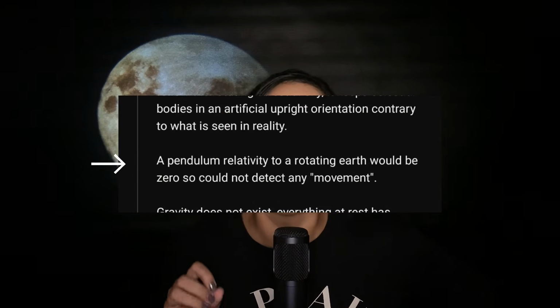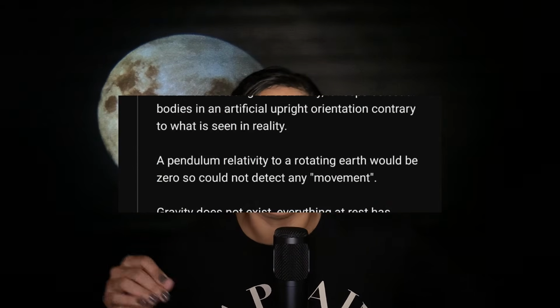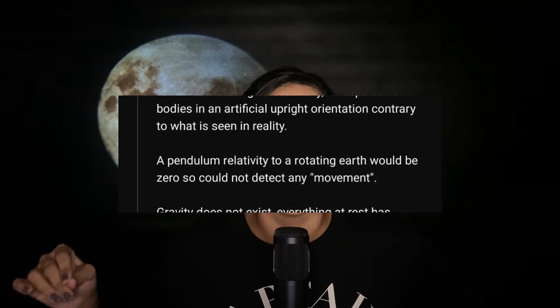Equatorial mounts work because the sky rotates at a predictable rate, caused by Earth rotating. They align with Earth's axis. That's why they track stars perfectly. If Earth weren't rotating, these devices would not work. Yet somehow astronomers aren't constantly losing Jupiter. Boom, roasted. A pendulum relative to a rotating Earth would be zero, so could not detect any movement.